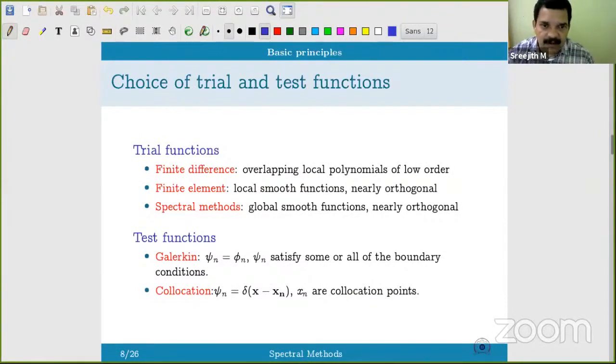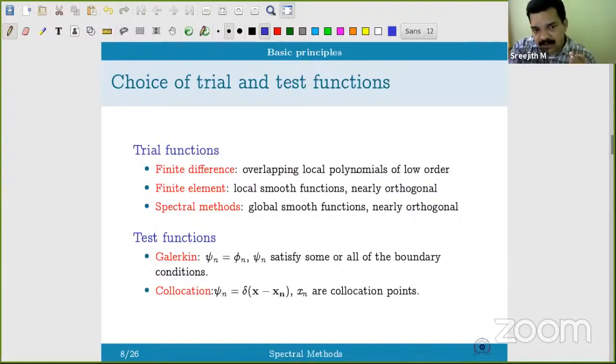If you use overlapping local polynomials as trial functions, then such methods are known as finite difference method. It is a lower order method. The polynomials may be first order or second order polynomials.